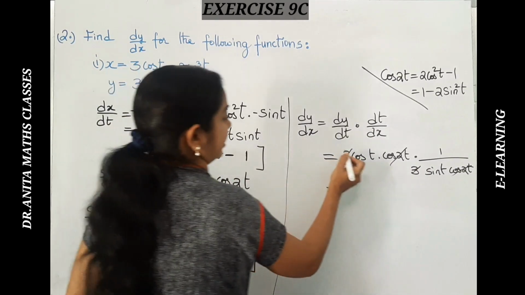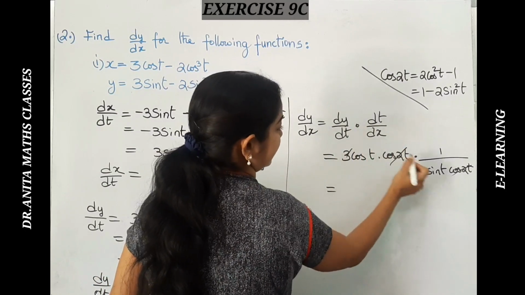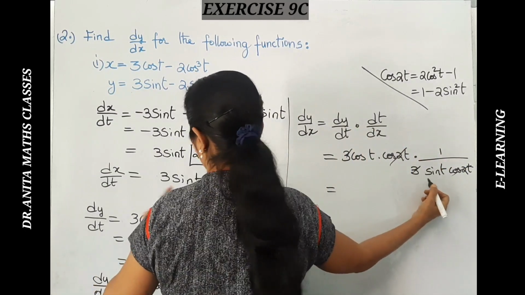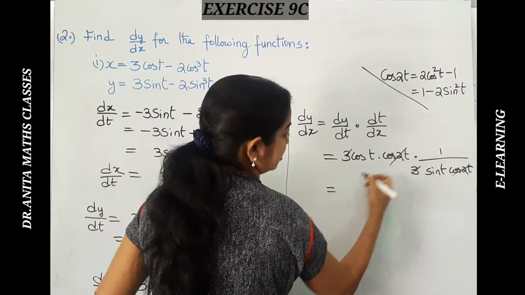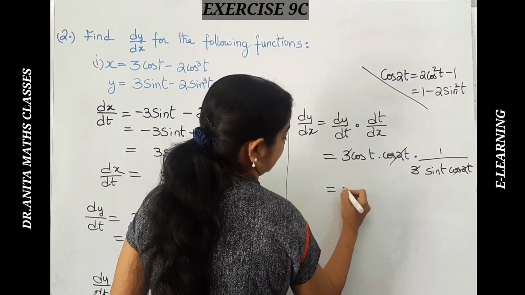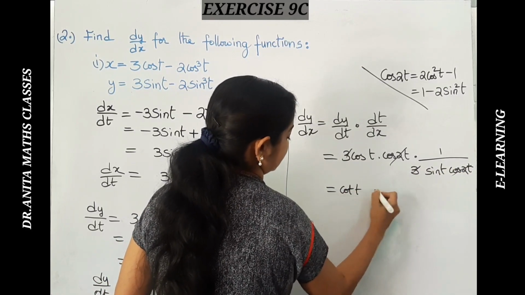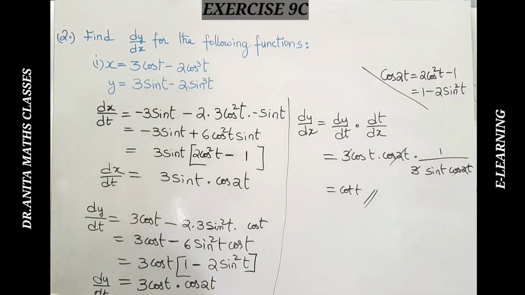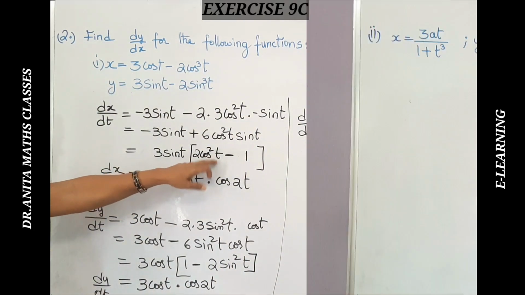So we get it as dy by dt into dt by dx, that is 1 over 3 sin t cos 2t. So we can cancel it off. This comes to cos t by sin t, that is cot of t. So this is the answer. Please pause it and note it down. A simple correction here that you can make.